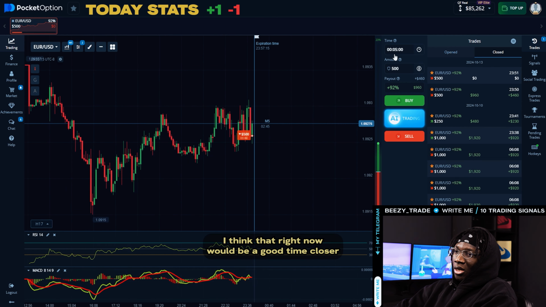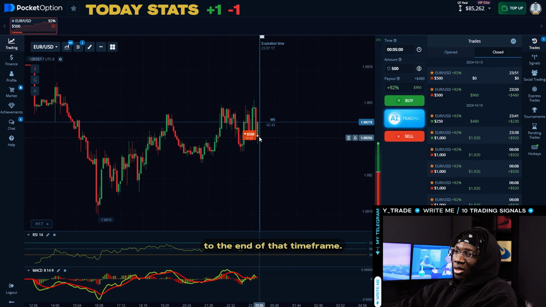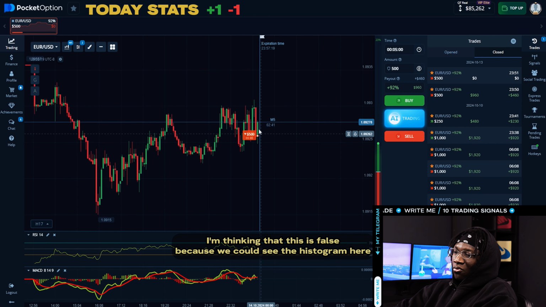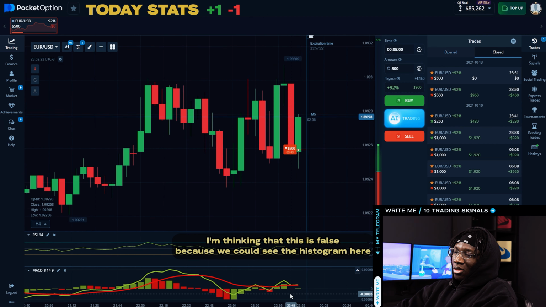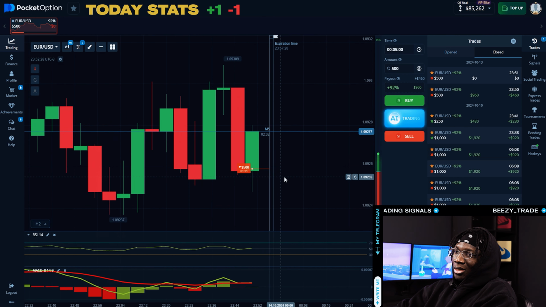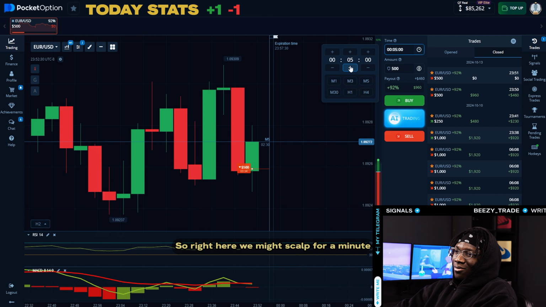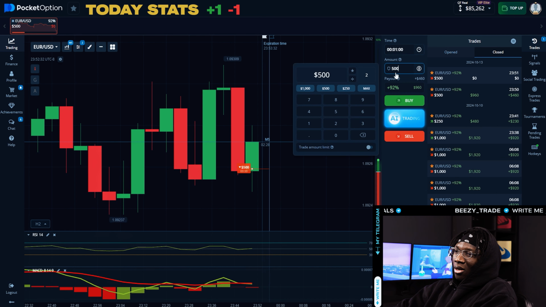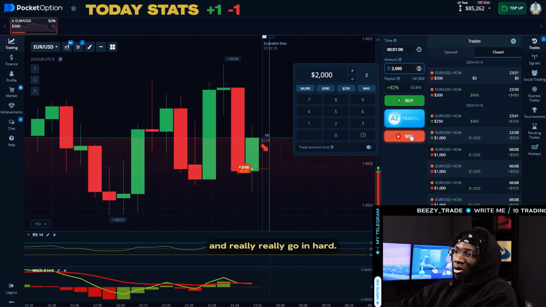I think that right now will be a good time, closer to the end of that time frame. I'm thinking that this is a false, because we can see the histogram here being green, and we don't even see a huge push on the histogram on the MACD. So right here, we might scalp for a minute and really go in hard, looking for a good point.